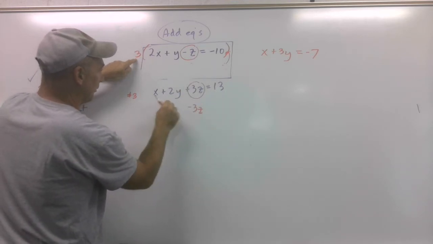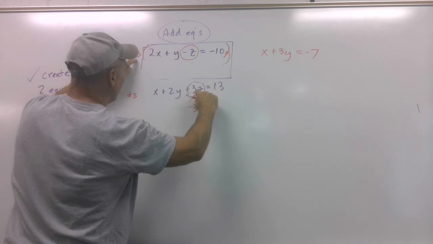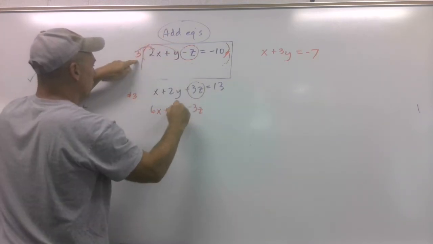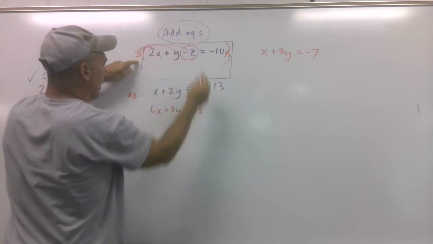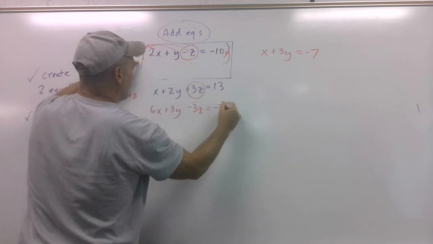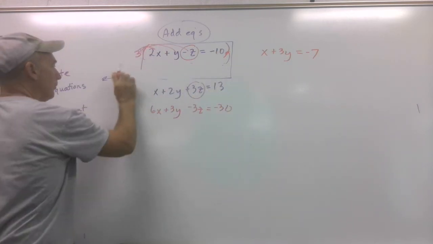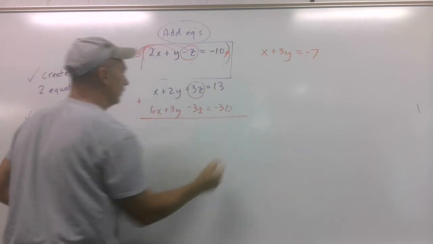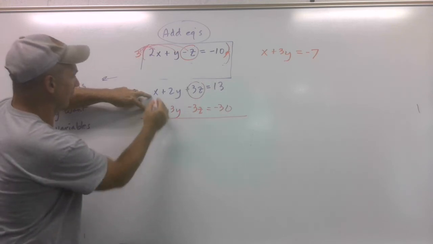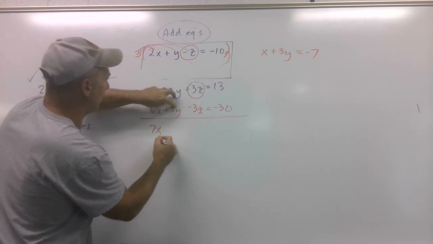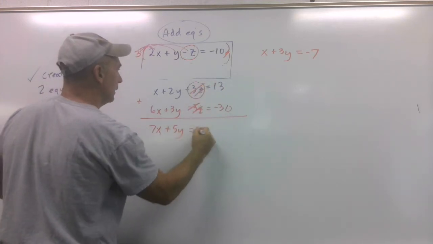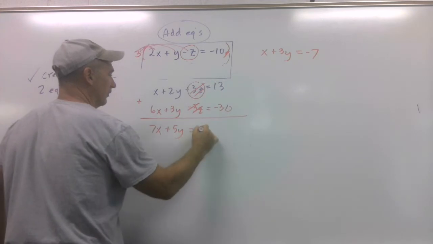I don't care about this, this, or this. I just want opposites here. So this times this is 6x. This times this is 3y. That times that gives me what I needed. And 3 times negative 10 is negative 30. Now remember, why do we do that? Because we're going to add these together and eliminate my z's. So 6x and x is 7x, 2y and 3y is 5y. These are gone, equals negative 30 plus 13 is negative 17.